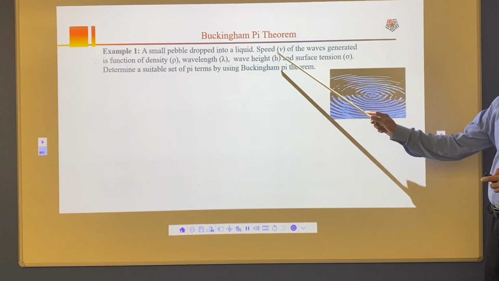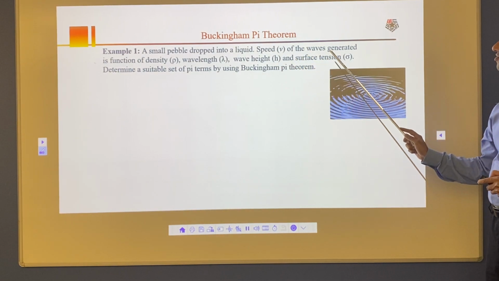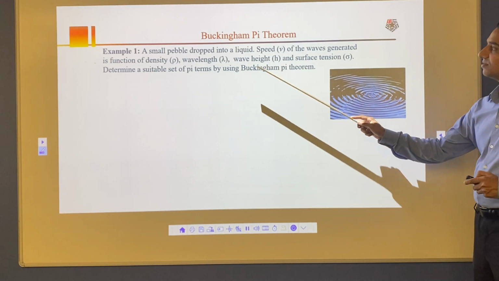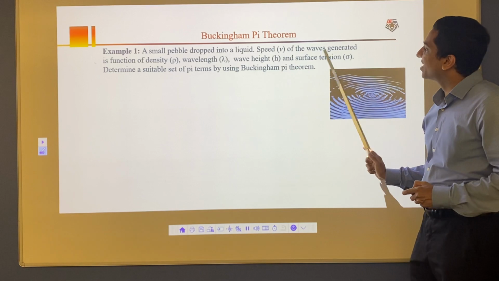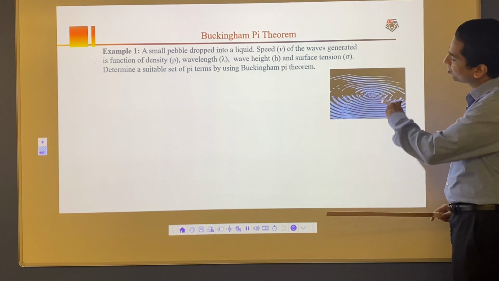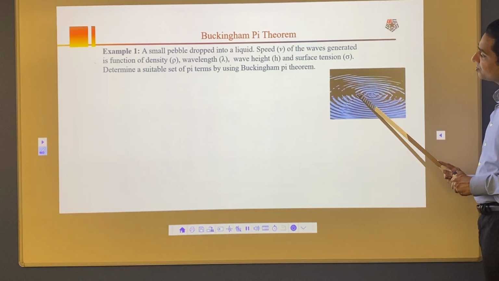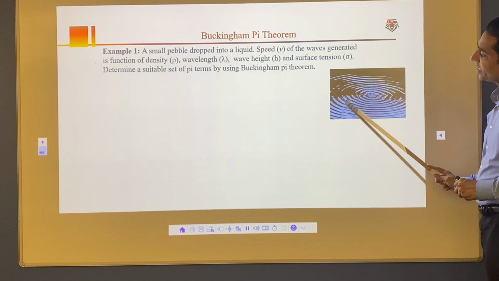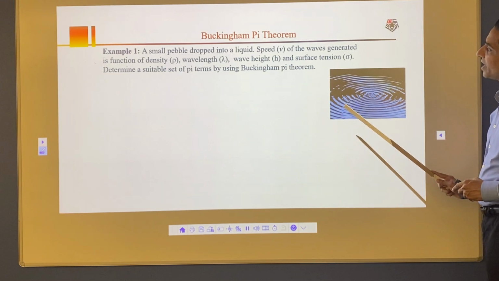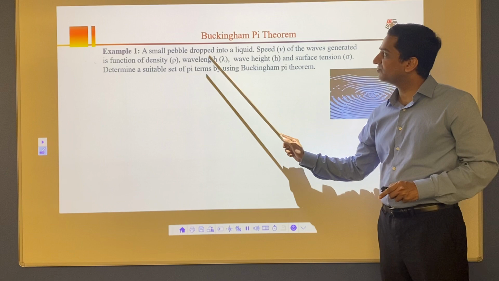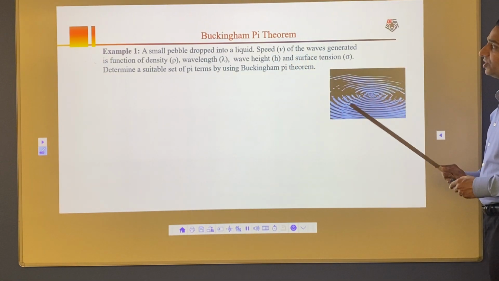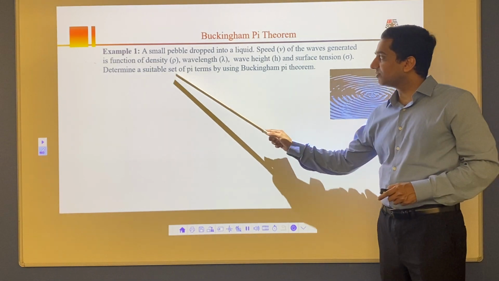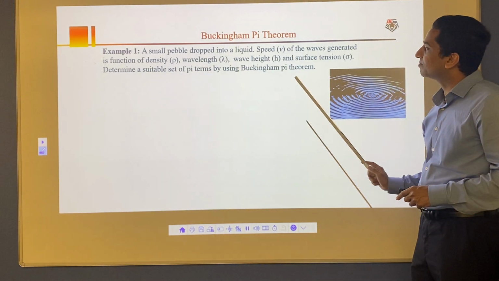Then it says the speed v of the waves generated is a function of density, wavelength, wave height and surface tension. So once you drop it, these waves are generated, and the speed of these waves depends on the density, wavelength, wave height and surface tension of the fluid. We want to determine the suitable set of pi terms using Buckingham pi theorem.